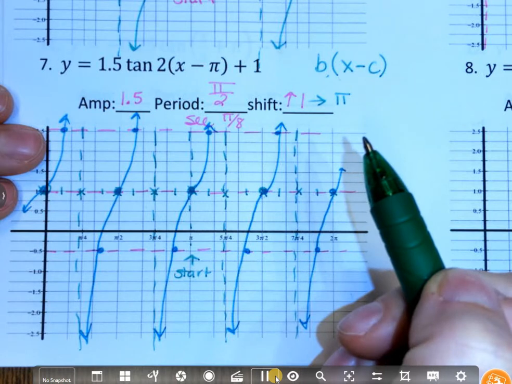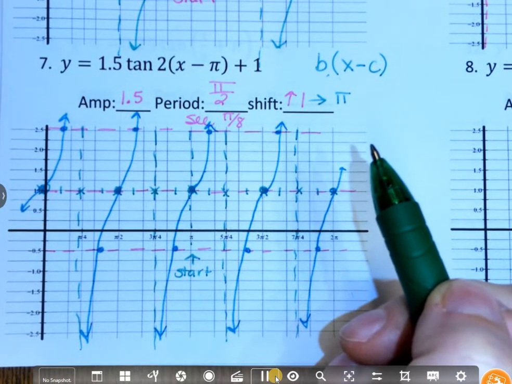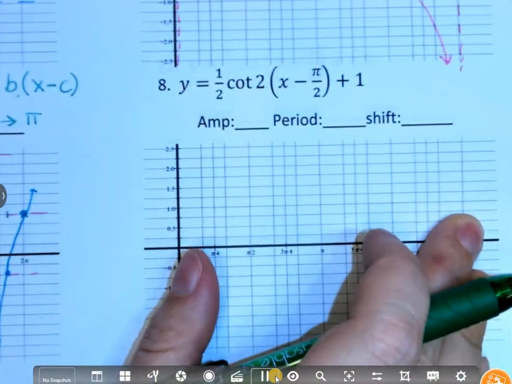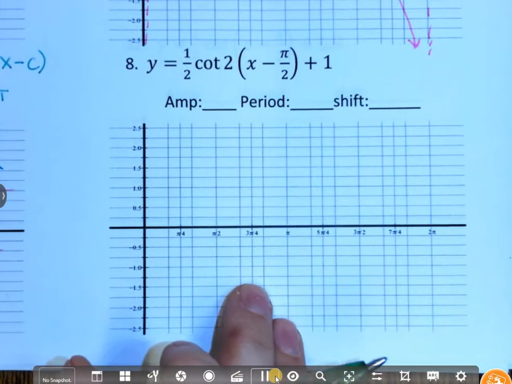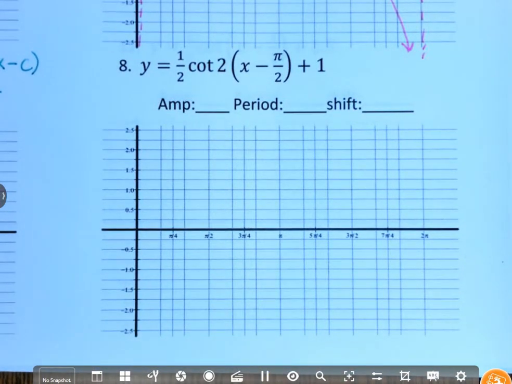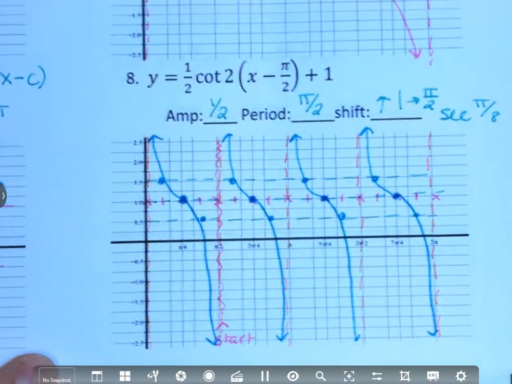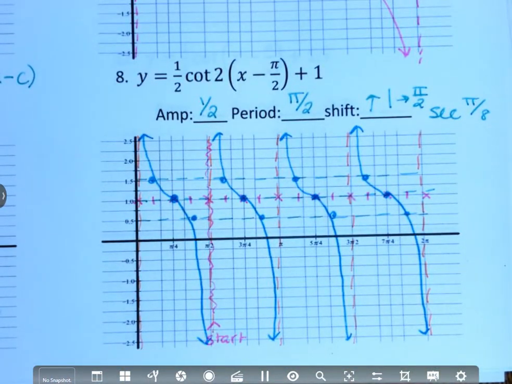Okay. All right. Let's do one more. So try this one on your own. Try to get all of your facts, all of your pieces. Work together. That's okay. Here we go.